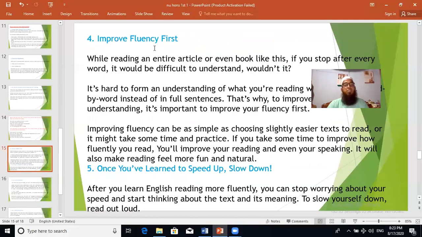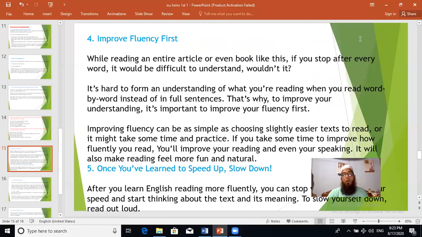Tip four: improve fluency first. To improve your reading skills, you should think about your fluency first. Some of our students don't like to read because they stammer when they read. They cannot read fluently. That's why they don't like to read. So at the first stage, you have to remove your shyness, remove your hesitation, and grow your fluency.